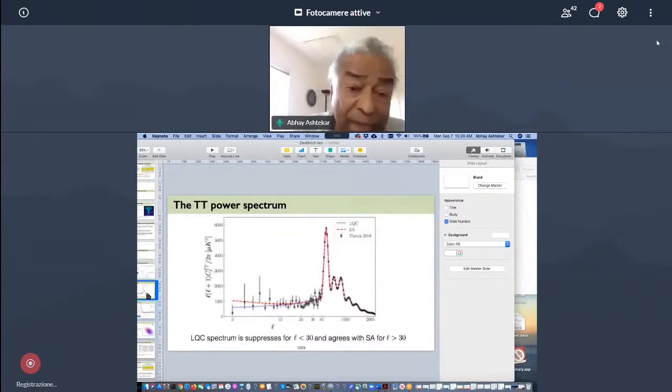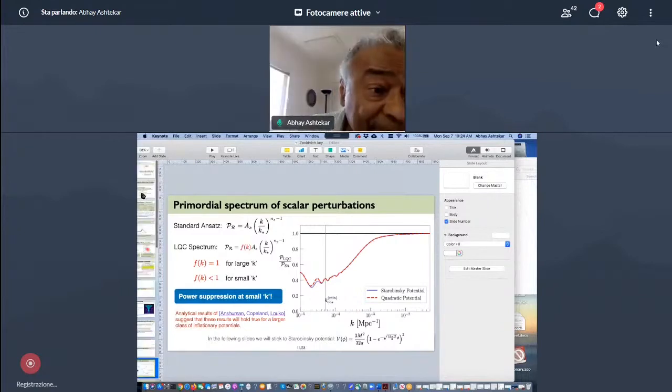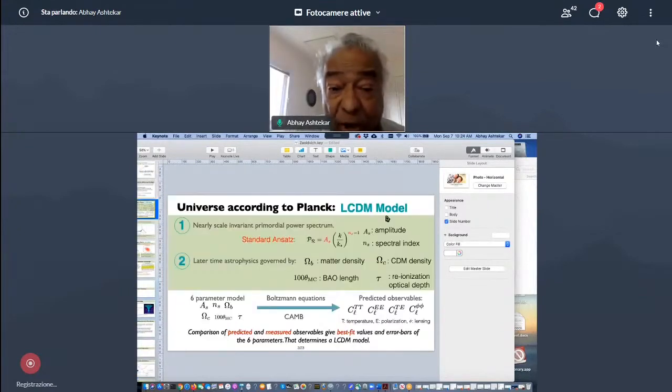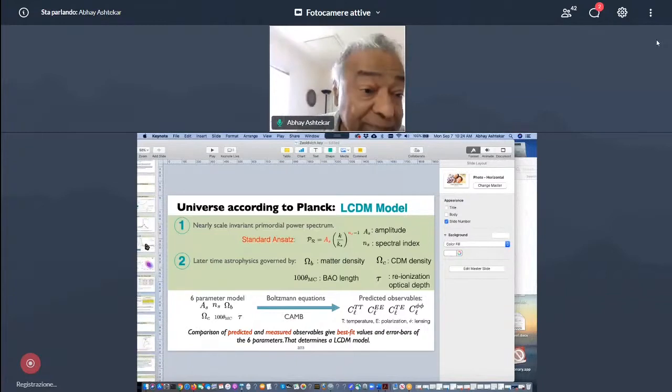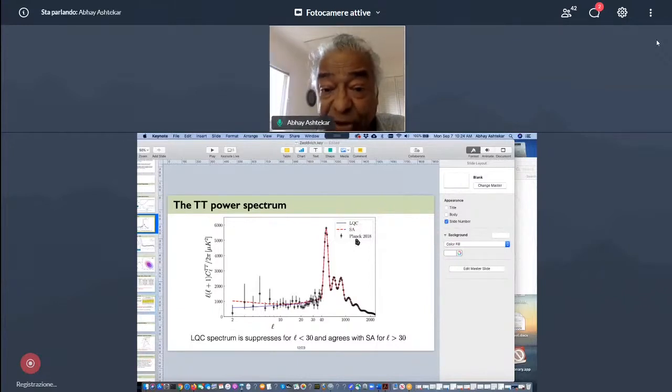Now, we have this primordial power spectrum, and we want to convert it exactly as we did in the very first transparency. The primordial power spectrum is converted into these power spectra. So that is what we do now. And for the TT spectrum, as you see, for L bigger than 30, we get the standard answer: standard inflation and LQC are the same, and they all agree with the Planck data.